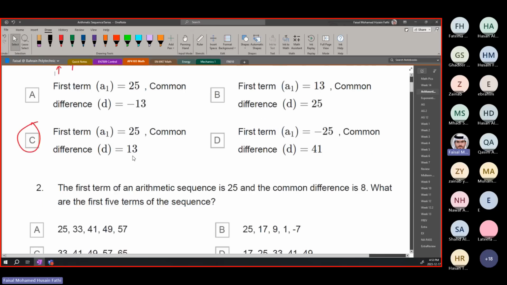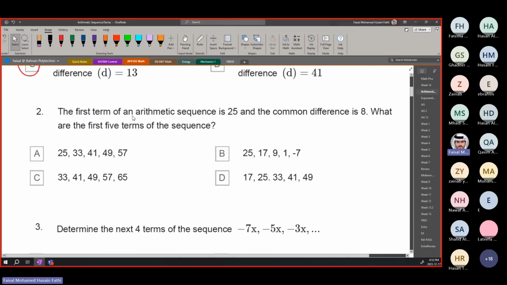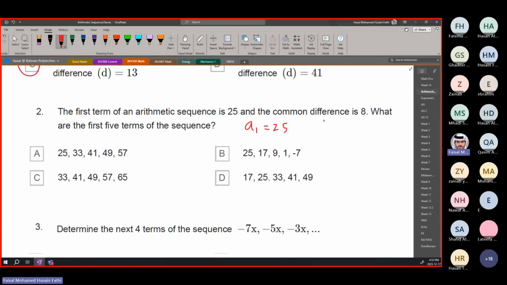Okay? Second question. First term of the arithmetic sequence is 25 and the common difference is 8. So you know A1 is equal to 25. What are the first 5 terms? By the way, this is how you should solve multiple choice questions. You know A1 is 25. This is correct. This is correct. Wrong. Wrong. Instantly, because A1 is 25. So it's either A or B.